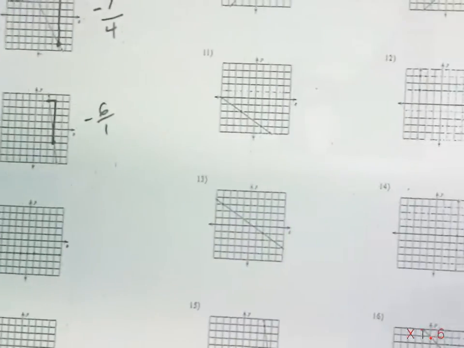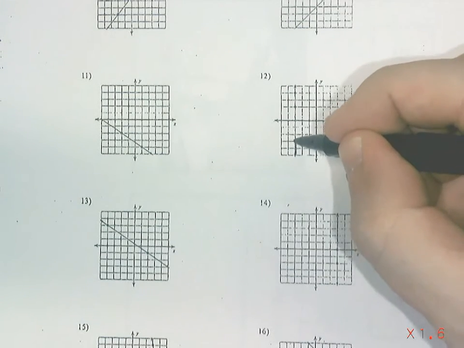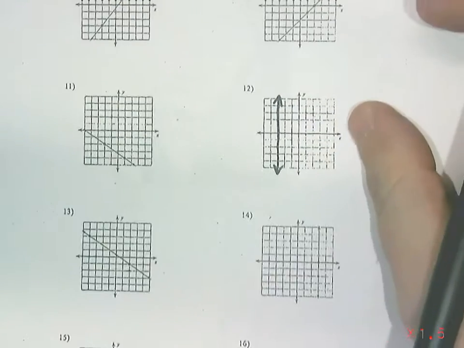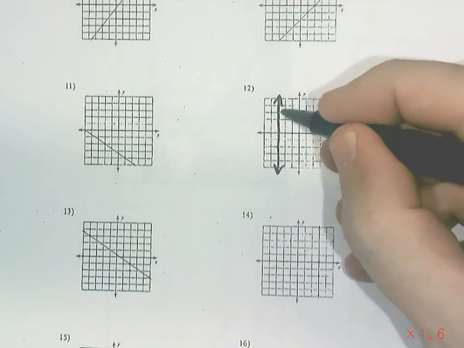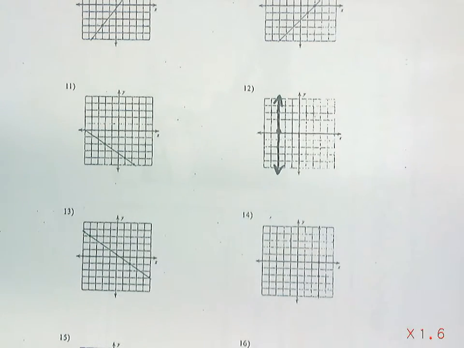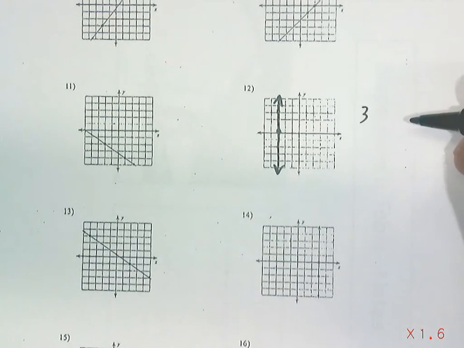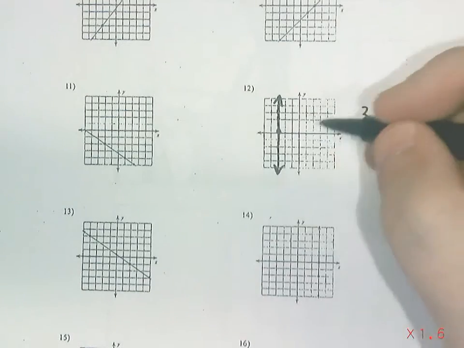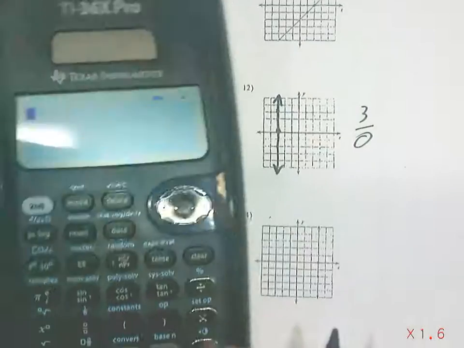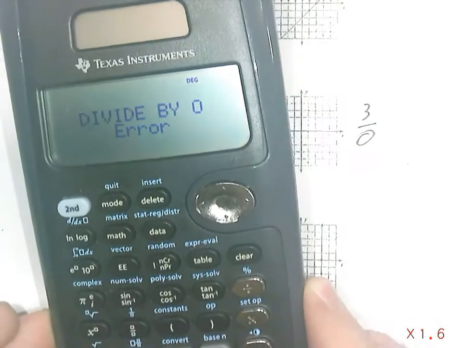There is also the vertical lines. So if I look at a vertical line, and it's hard to see, so I'm going to darken it. This is the vertical line right here. So if I look at the rise, just any 2 points, say it's going up by 3, right? But what's the run? It's not going left or right at all, so the run would be 0. Well, what happens when we try to take any number and divide it by 0? So 3 divided by 0, oh, I get an error.